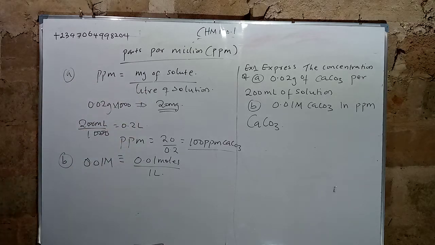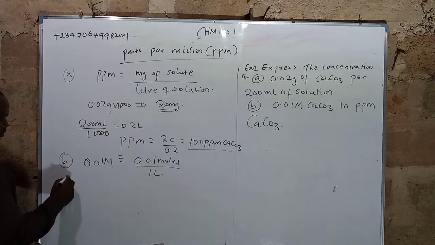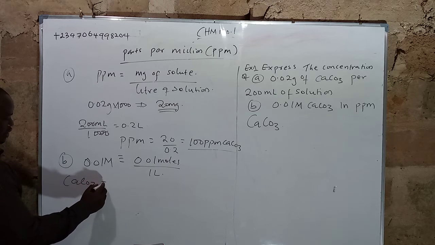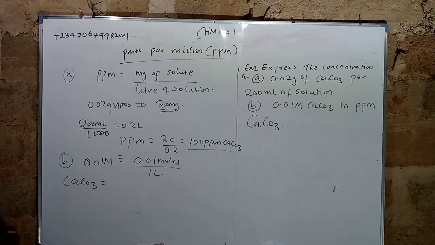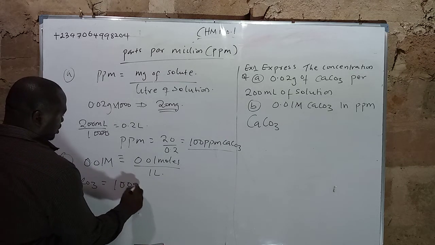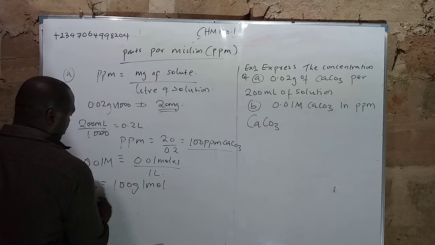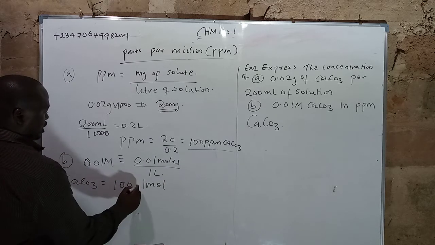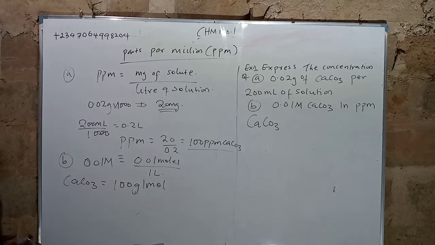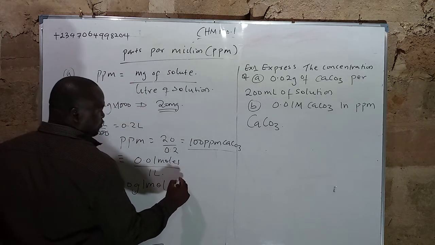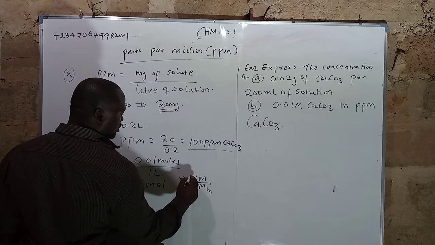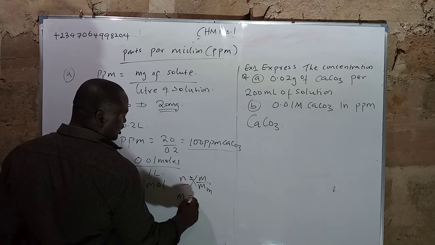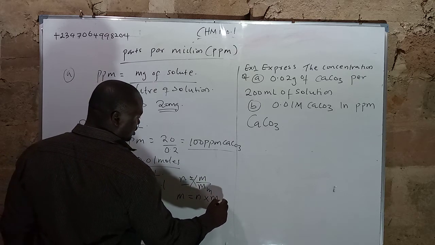So the first thing you should do is get the molar mass of calcium carbonate, and the molar mass of calcium carbonate is 100 grams per mole. That is the molar mass. Now I want to get the mass. Remember that moles is mass all over molar mass. So cross multiply, you will now get that mass is moles times molar mass.